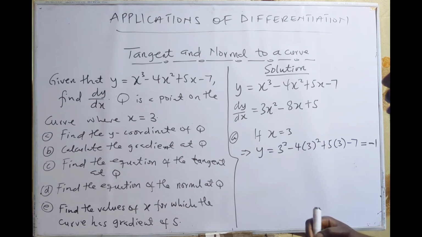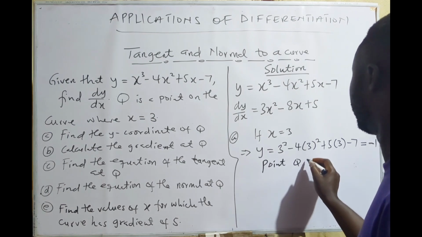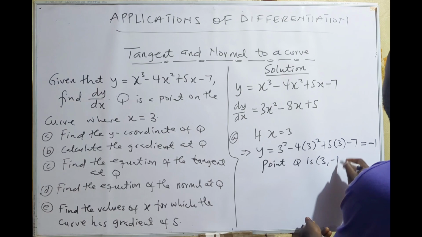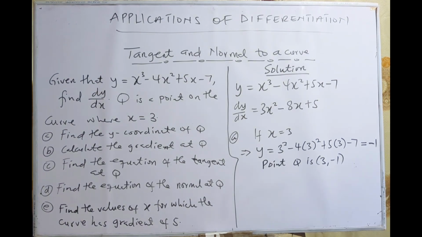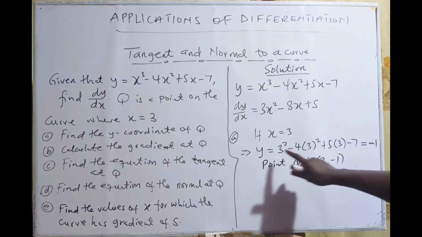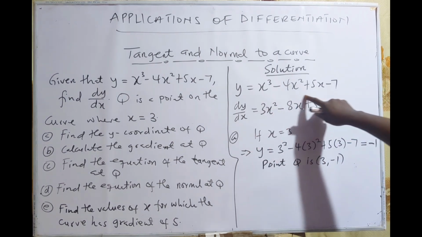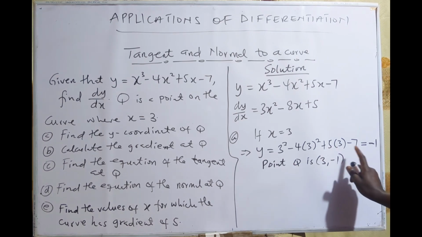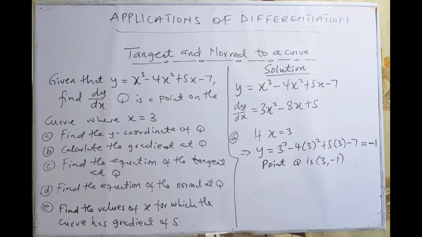So we can say that point Q is (3, -1). Okay, so our point Q is (3, -1), because the y coordinate is negative 1. So when you substitute 3 into the function for the curve, we get negative 1. So our point Q is (3, -1). So the x coordinate is 3 and the y coordinate is negative 1. I believe that is clear. Okay.